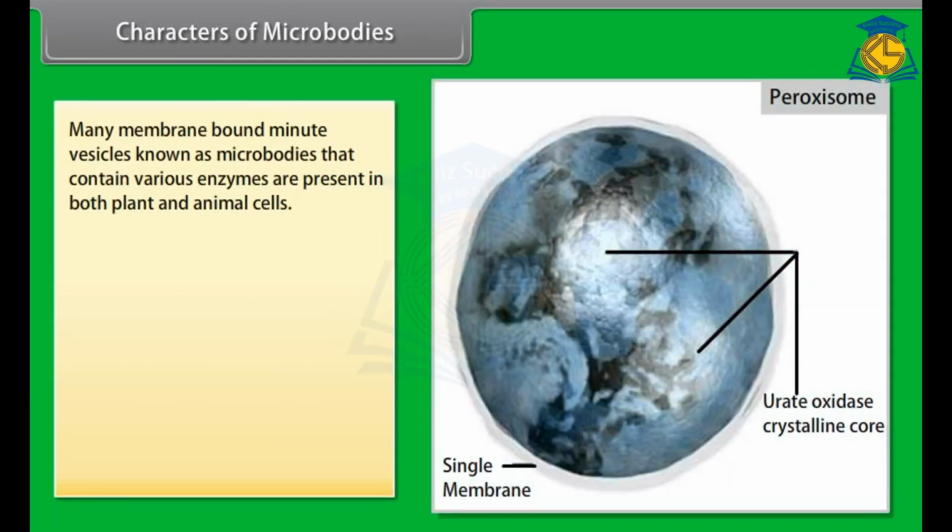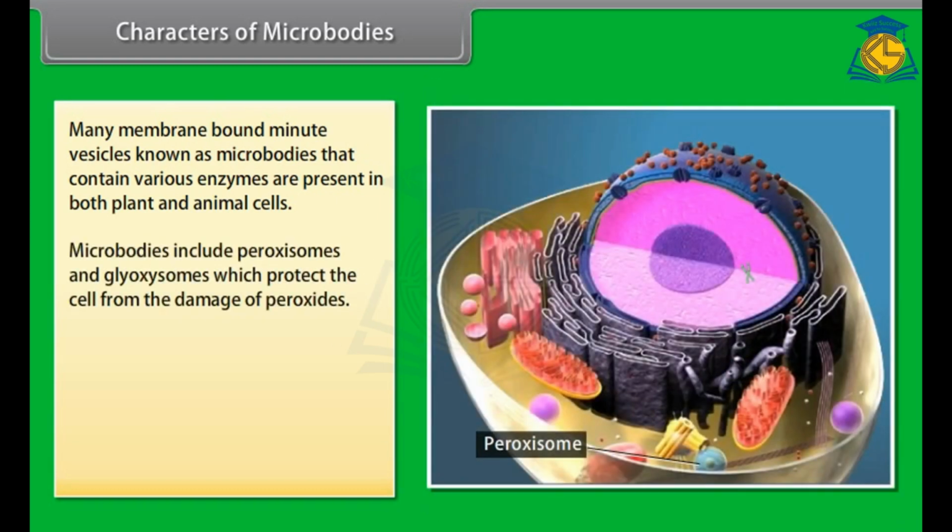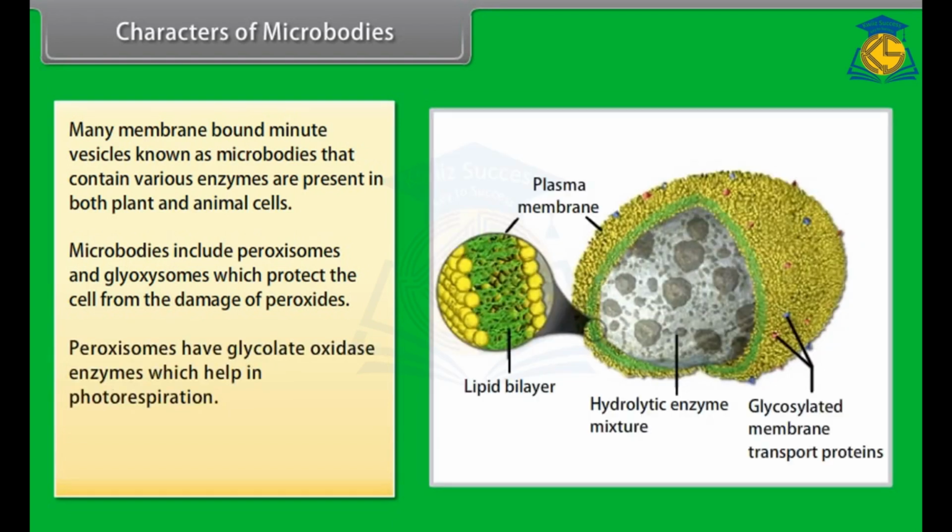Characters of microbodies. Many membrane-bound minute vesicles, known as microbodies, that contain various enzymes, are present in both plant and animal cells. Microbodies include peroxisomes and glyoxisomes, which protect the cell from the damage of peroxides. Peroxisomes have glycolate oxidase enzyme, which helps in photorespiration. Spherosomes synthesize and store fats.